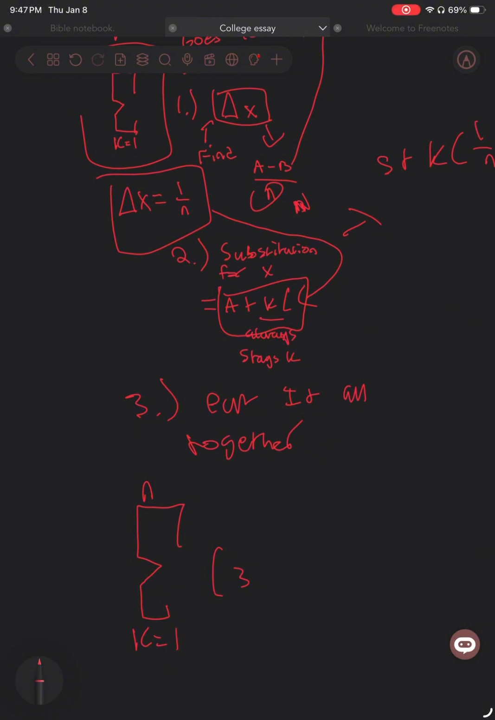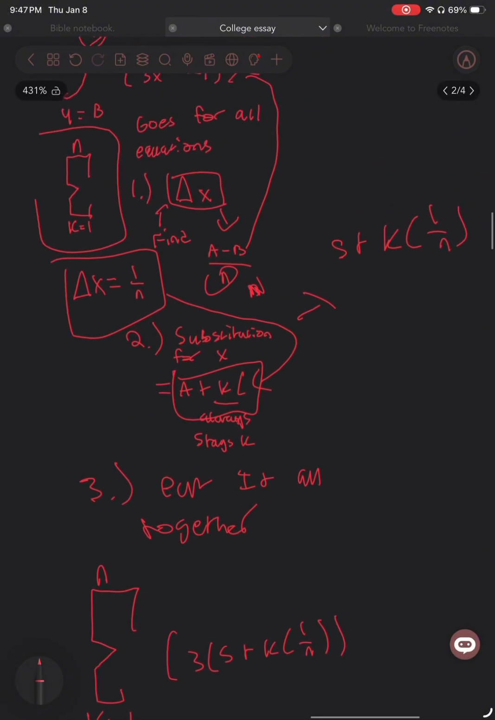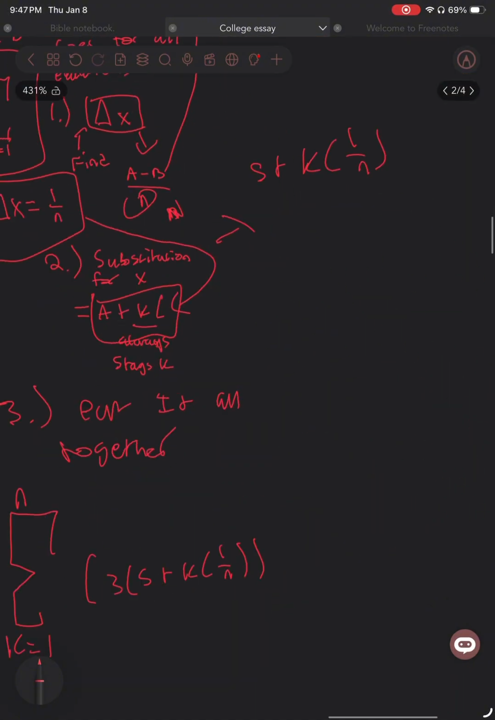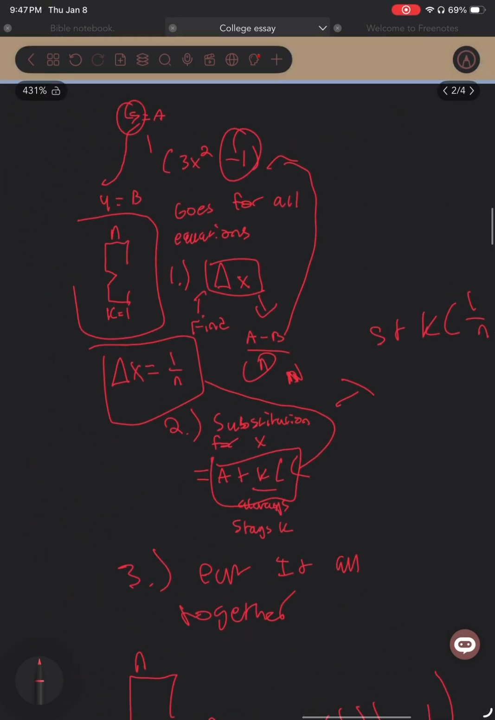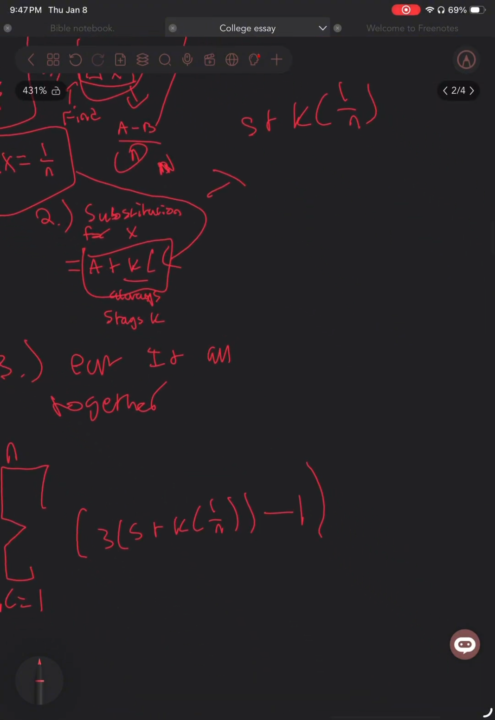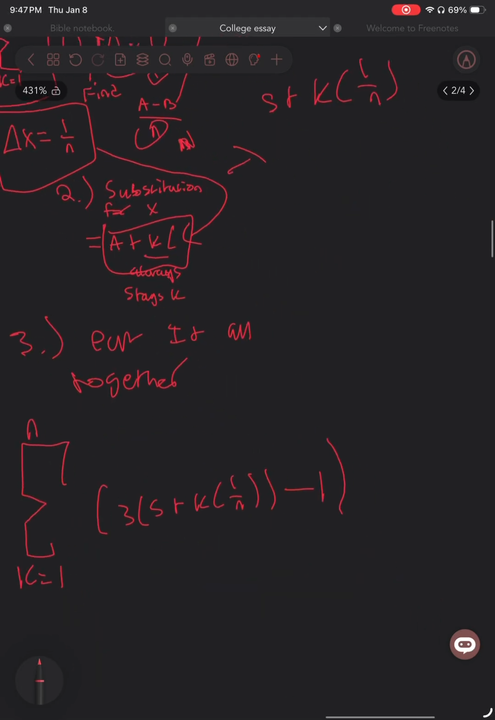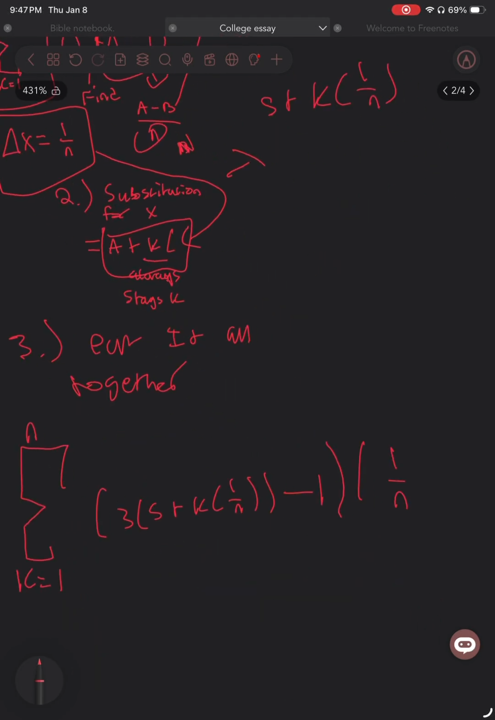So A was 5 plus K of 1 over N. And then that's that, and then we just plug in the 1, so minus 1. And the last step is to add the pyramid X at the very end of our equation, which we said right here was 1 over N. So that's pretty simple.